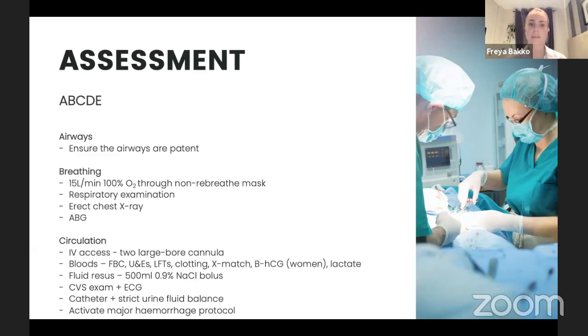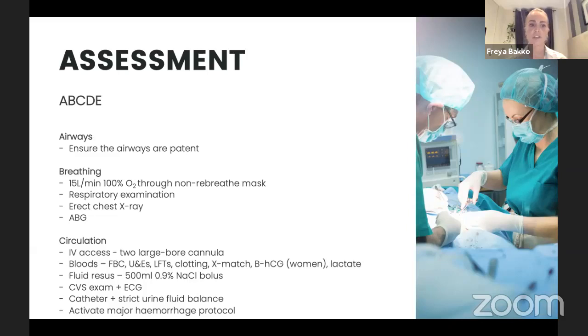Do a full respiratory examination and order an erect chest x-ray. This is important because this patient has presented with what could sound like upper GI bleeding, and you want to make sure that there isn't a perforation involved in this. Then, because he's unstable, you want to perform an ABG.